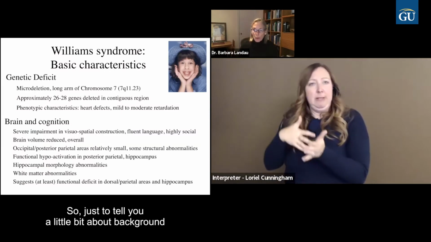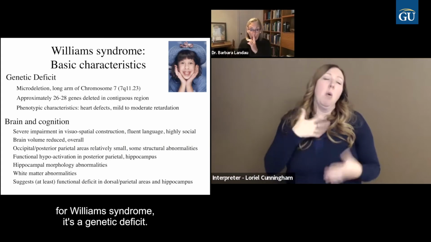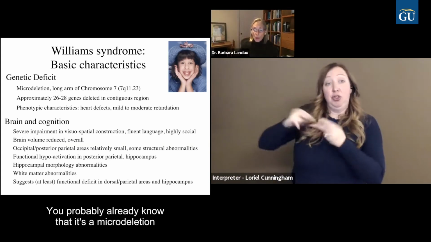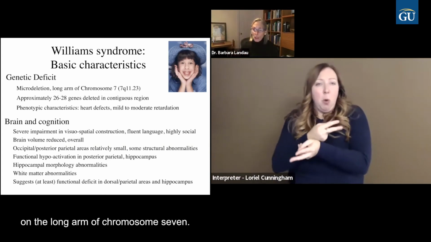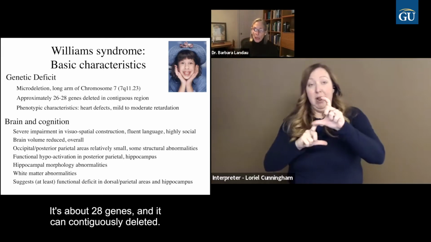Just to tell you a little bit of background for Williams syndrome, it's a genetic deficit. You probably already know that. It's a microdeletion on the long arm of chromosome 7. It's about 28 genes that are contiguously deleted.